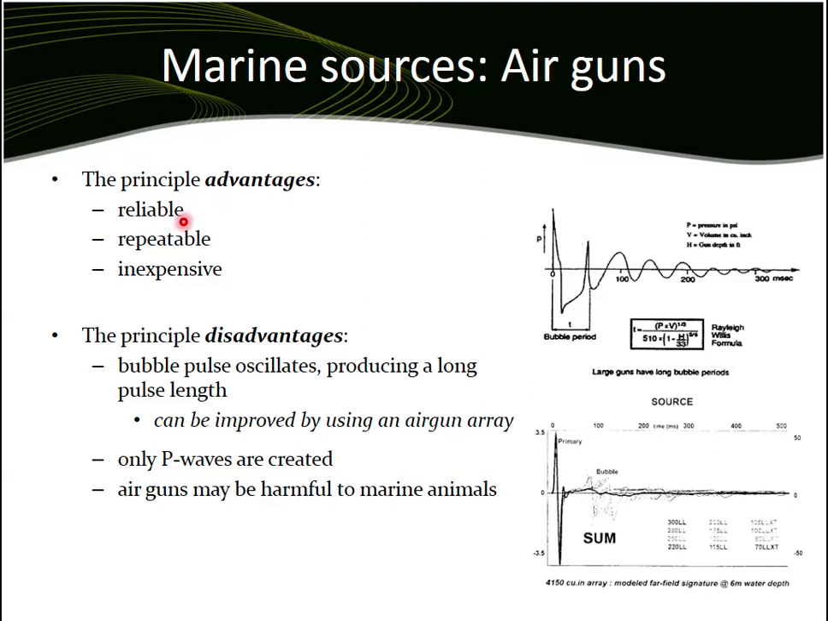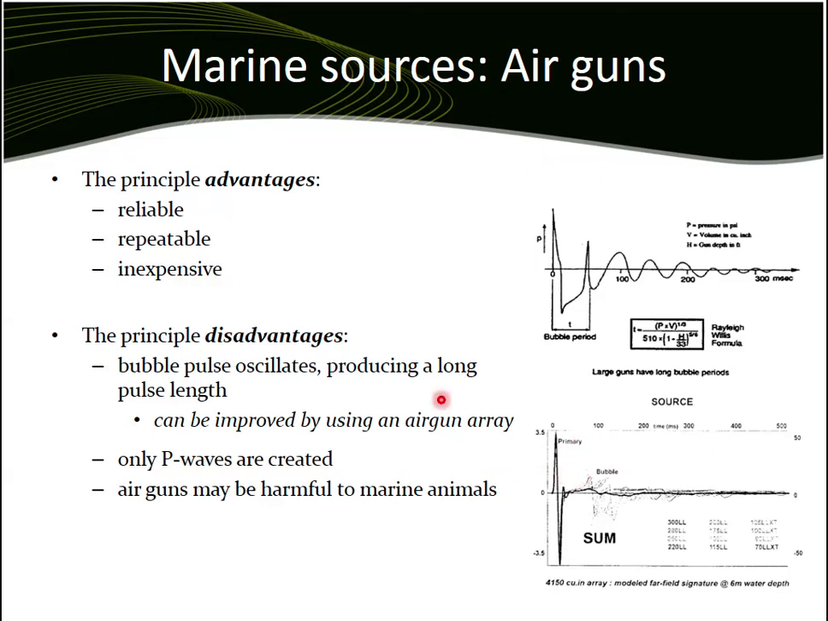The advantages of using the air gun are its reliability in giving a good signal in its own environment, plus it is repeatable and not so expensive. In contrast, the disadvantage is that the bubble pulse is in oscillation mode, which produces a long pulse length. By looking at the graph here, the bubble period takes some part of early time before it returns to give the actual signal here. However, this can be improved by using a multiple gun array that will produce a good seismic source signature.